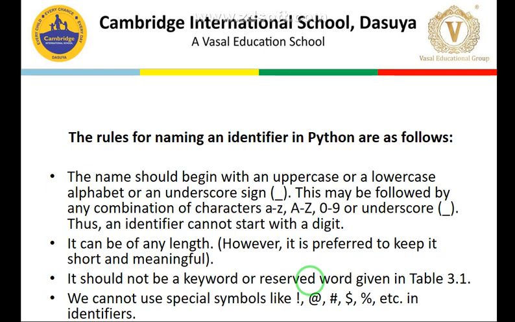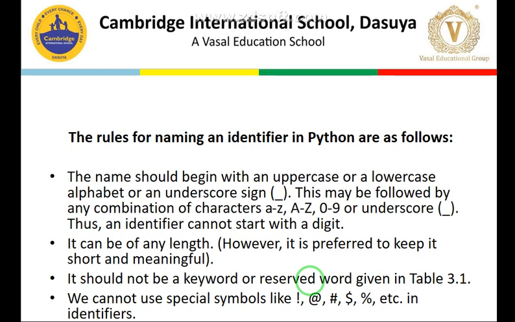So therefore an identifier cannot start with a digit, it must start with the alphabet, either uppercase or lowercase, or with an underscore sign. The second instruction is it can be of any length. Clear? But you know that in programming any length doesn't basically go in the right direction. Any length means the identifier name should be a meaningful one, not any vague one.